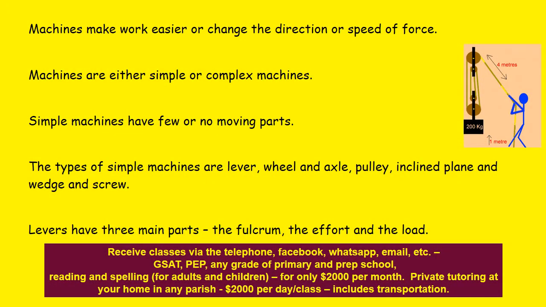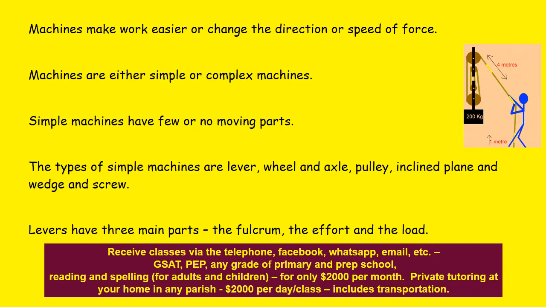Okay, Dominic, read what is on the screen. Machines make work easier or change the direction of speed or force. Machines are either simple or complex machines. Simple machines have few or no moving parts. The types of simple machines are lever, wheel and axle, pulley, inclined plane, and wedge and screw. Levers have three main parts: the fulcrum, the force, and the load.